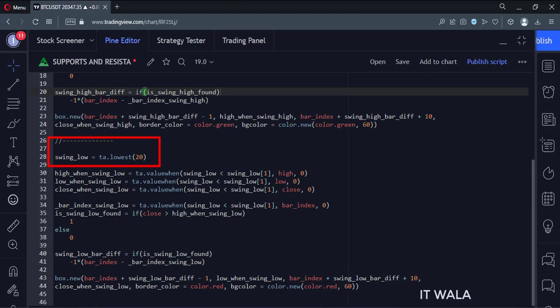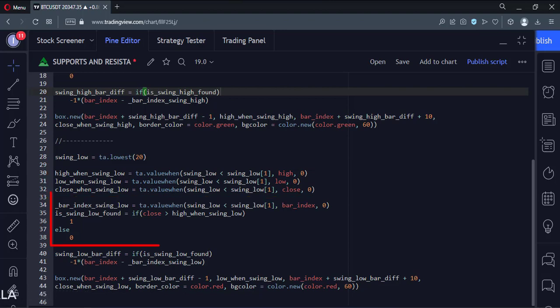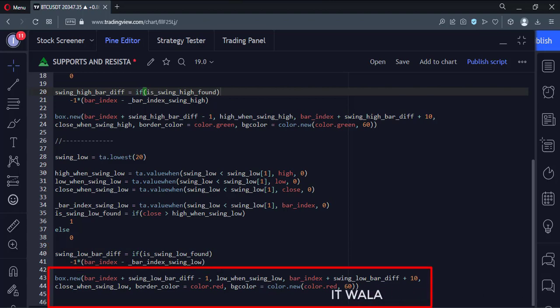Here we use the lowest function to find the lowest value in a range of 20 bars at a time. Then, we get the high, low, and close values of the lowest bar. If a bar closes above the high of the lowest bar, then we conclude that the lowest bar is final and concrete. Then we find the bar index of the lowest bar. And then we plot a box around the low and close values of this lowest bar. This box acts as a support in a bullish trend and resistance in a bearish trend.